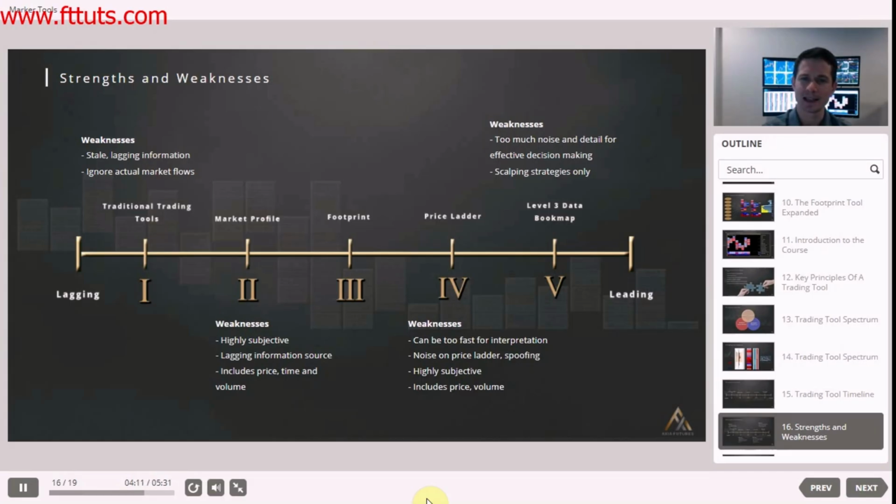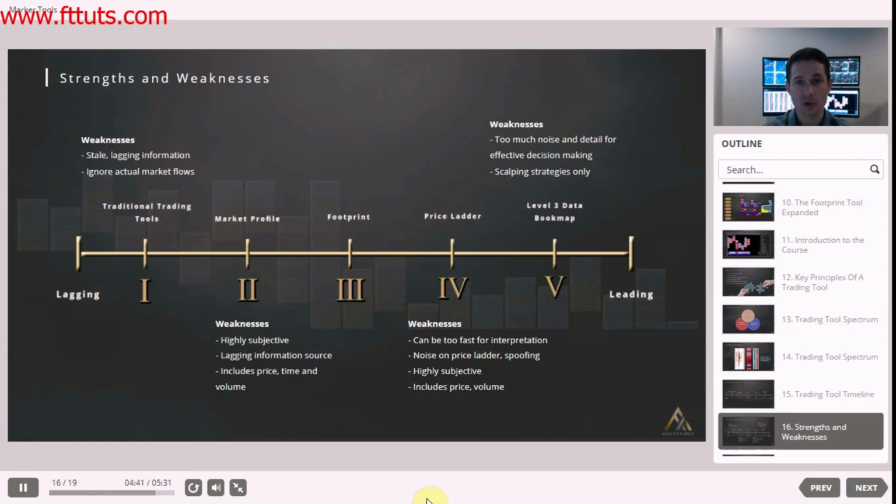And then lastly, the most leading trading tool, which is like your level 3 data or your Bookmap tool. Again, there's a significant amount of noise. You're seeing every single little contract being traded by algorithms. There are 1,001 different trade strategies going through on this trading tool. So it can be very, very noisy and nigh on impossible to make effective discretionary trading decisions.